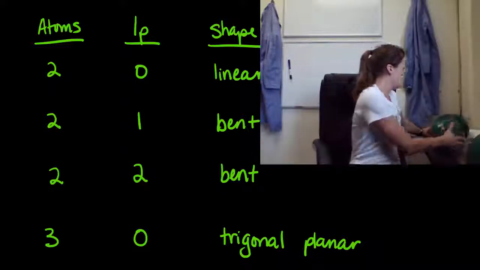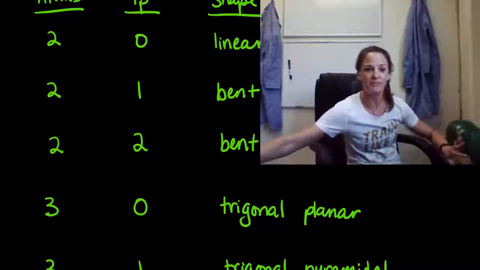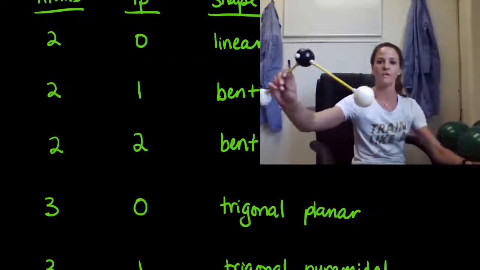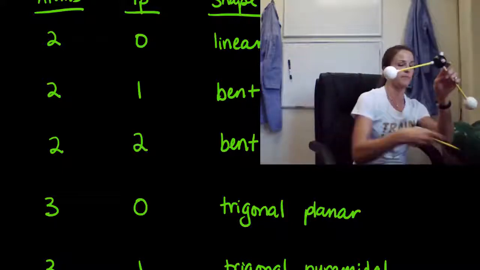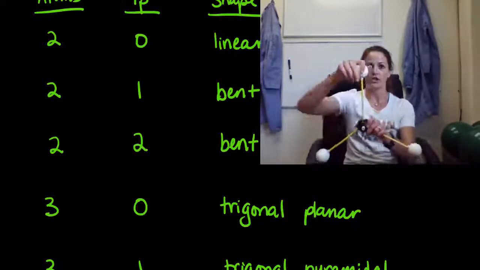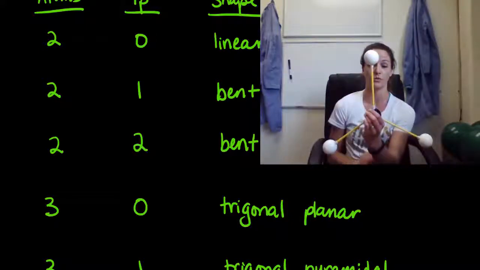Now we're going to move on to three atoms. Oh, my balloons are going everywhere. Okay, three atoms with zero lone pairs. So we're going to use this model here. So we have 1, 2, and I'm going to add an atom to it. Central atom. Now 1, 2, 3 atoms on the outside, zero lone pairs, no lone pairs. Ignore these white things here, okay?